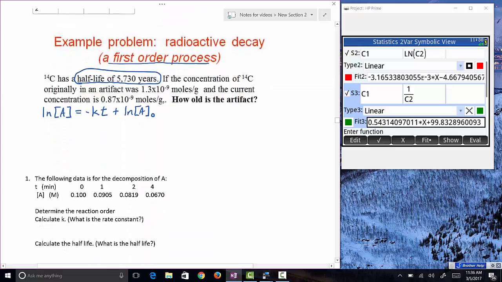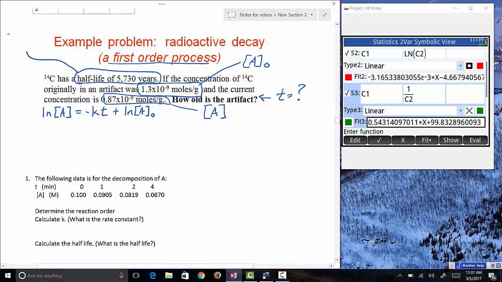Okay. So it gives me my concentration originally, so that value right there, that's my A naught. And it says my current concentration, so that value right there is A. A is current concentration, A naught is the initial concentration. And it's asking how old is the artifact, so it says t is equal to what? Well, if I'm solving for t, I need the k. I need the rate constant. So what haven't I used? I haven't used this half-life.